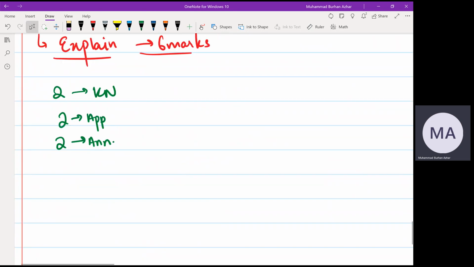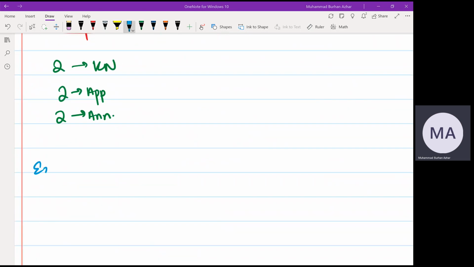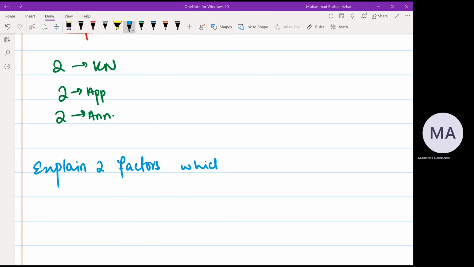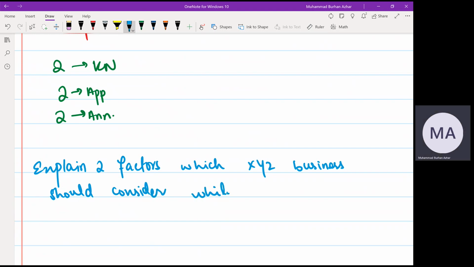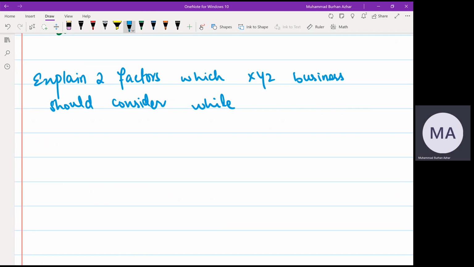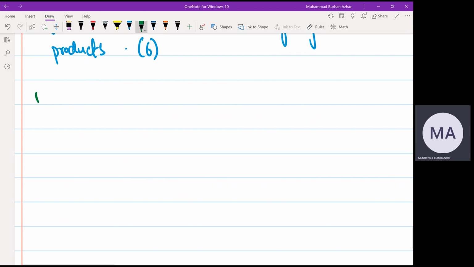और इसके अंदर भी if we have a sample question कि explain 2 factors which XYZ business should consider while designing new products. So this is a question about new product development. It's of 6 marks. So answer space आपको given होगी.